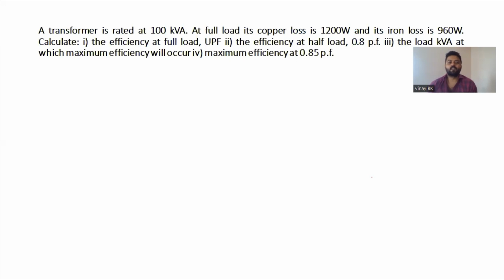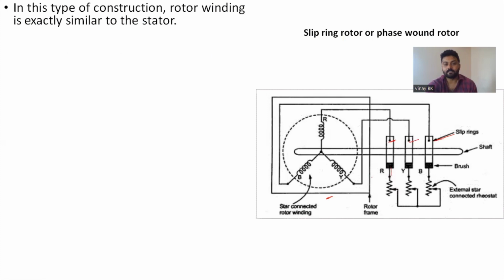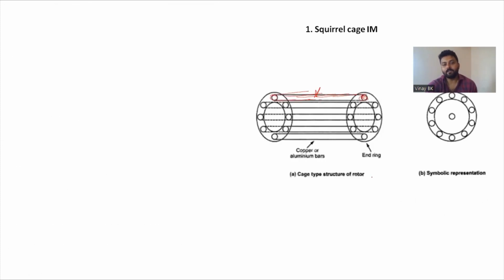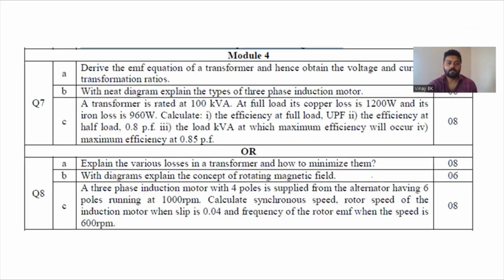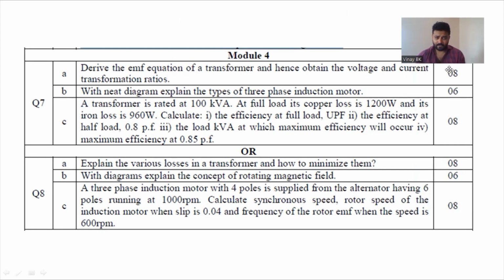And the next is a transformer problem they asked. This is again for 8 marks. Just see the model question paper. Question number 7A is for 8 marks. Question number 7B is for 6 marks. And again C is for 8 marks. The problem is for 8 marks, 4 points, and each point has 2 marks.